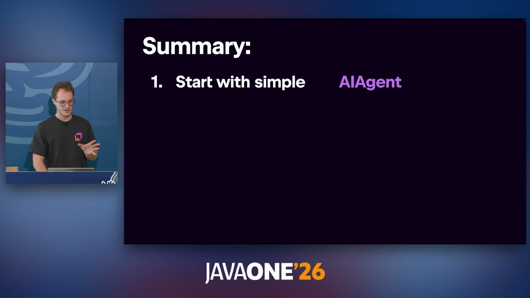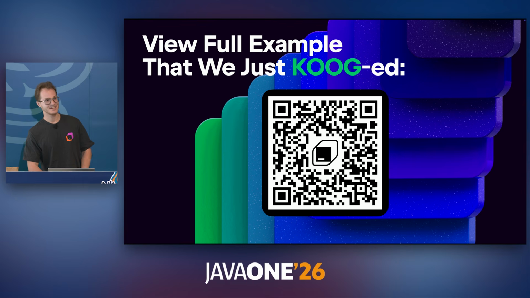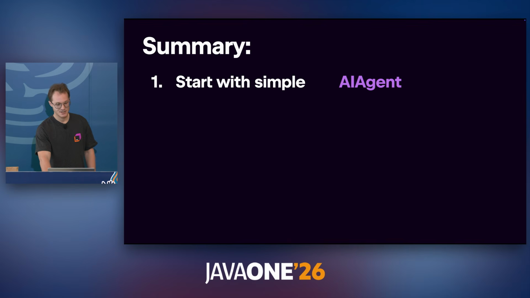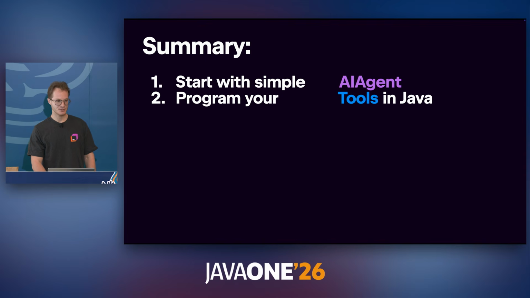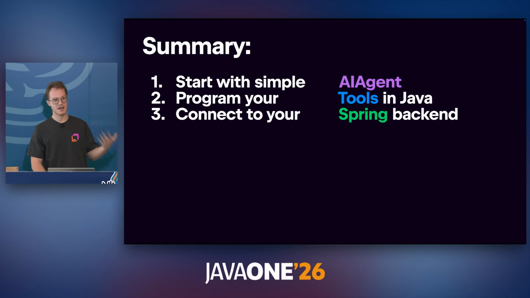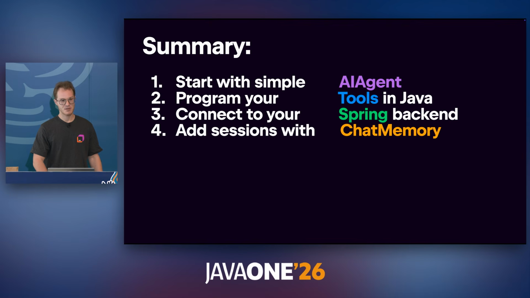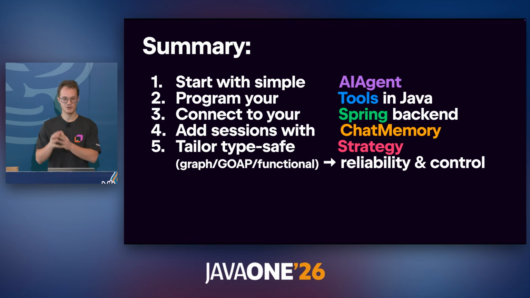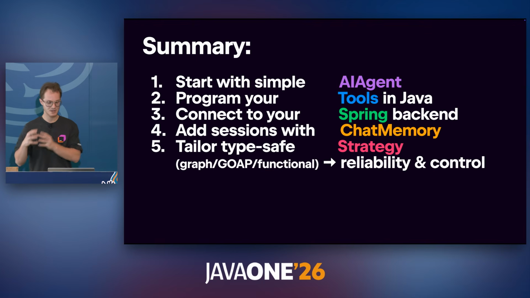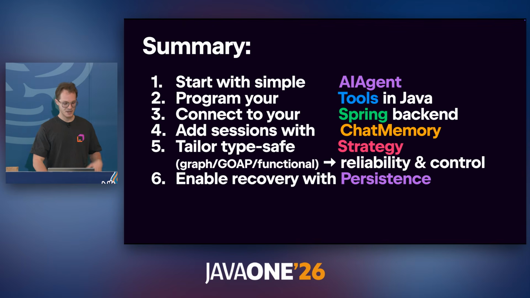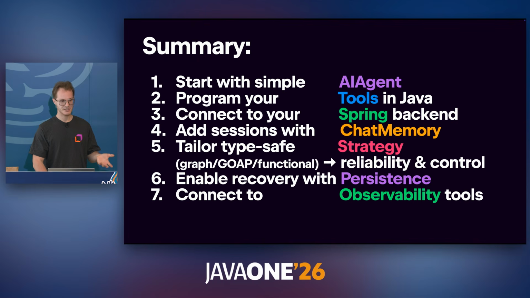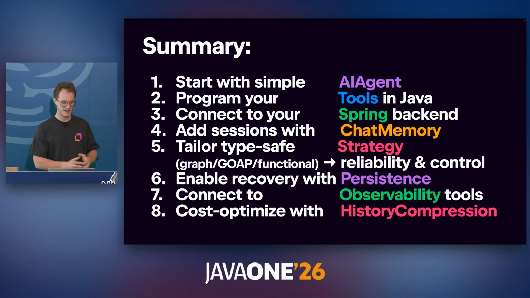And let's summarize. So you can start with a simple AI agent. Then you can program your tools in Java. Then you can connect optionally to your Spring backend, if you want. Then you can add sessions with chat memory so that the agent doesn't forget past conversations. Then you can tailor type-safe strategies specifically for your use case, and you can select between graph strategies, functional strategies, or planner strategies so that you get the most reliability and control over the agent's logic. Then you can enable recovery from crashes using persistence, and connect to observability tools to monitor what's happening in the system. And then finally, last but not least, you can cost optimize with history compression, as well as with many other tools that I didn't even mention during the talk.